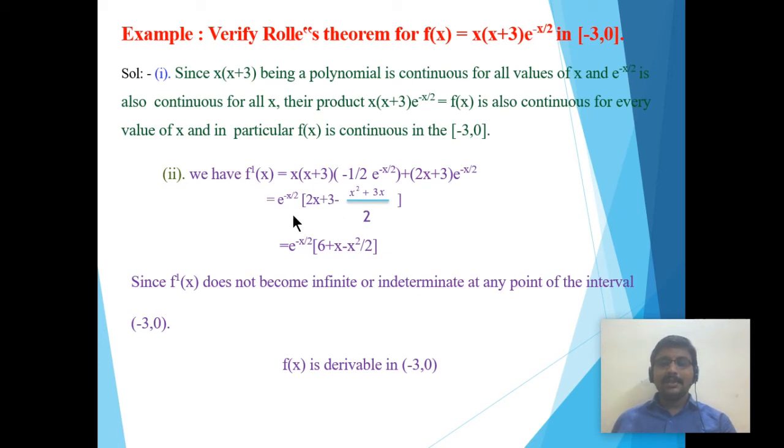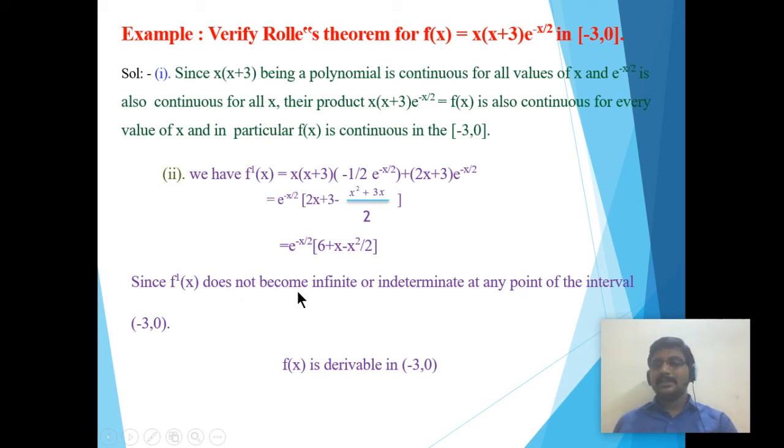So we will have e power minus x by 2 into 6 plus x minus x square by 2, by taking the LCM as 2 here, that is 4x plus 6 minus x square minus 3x square. Rewriting the terms, we will have 4x minus 3x is x, negative x square, and the constant is 6, whole upon 2.